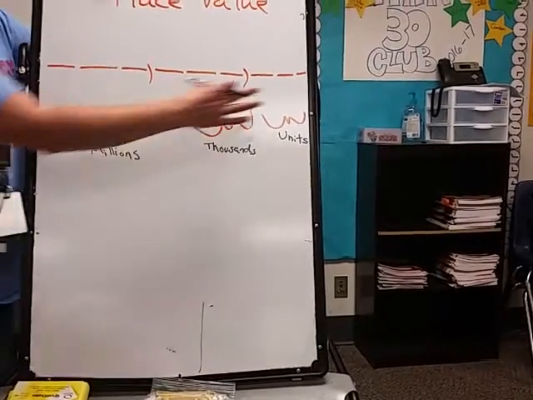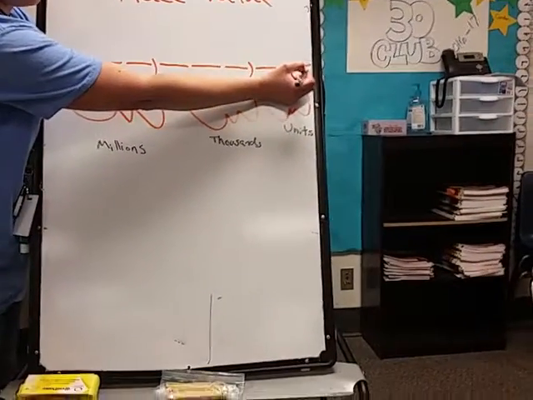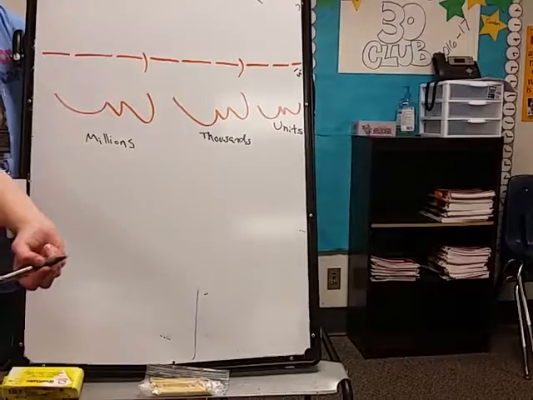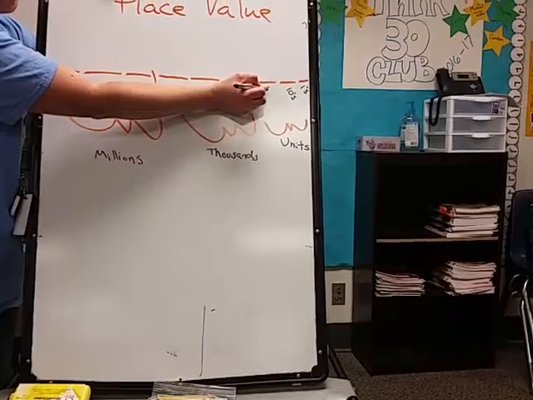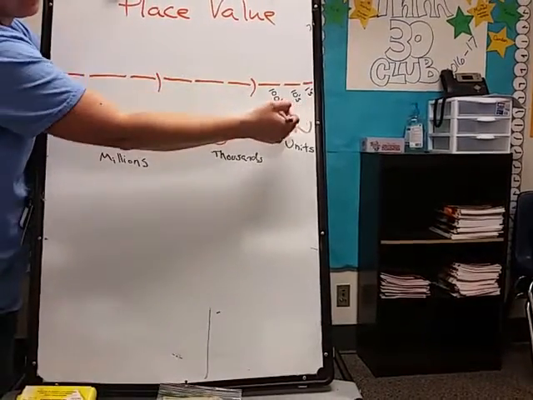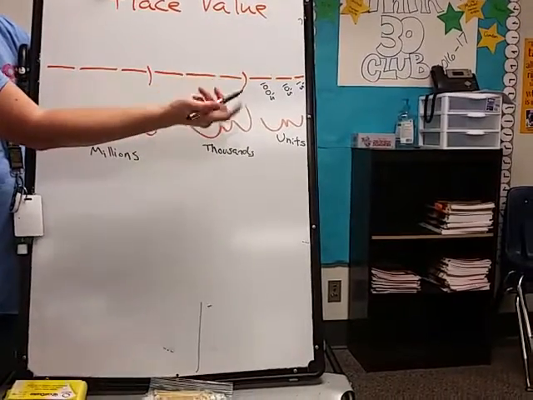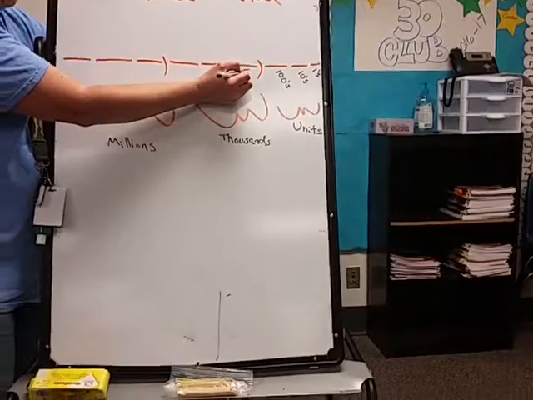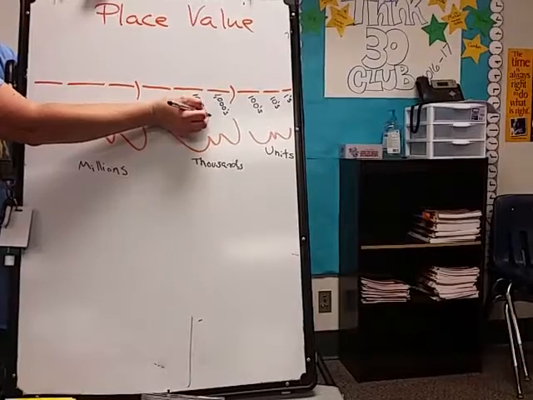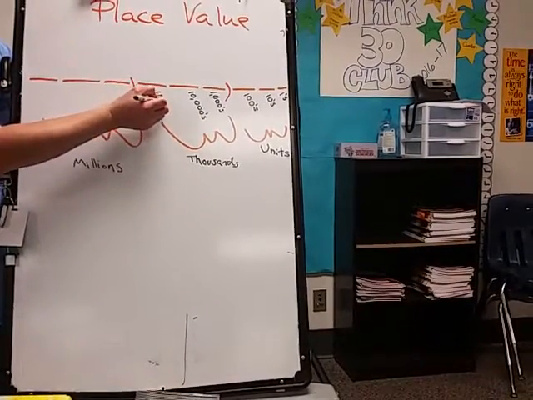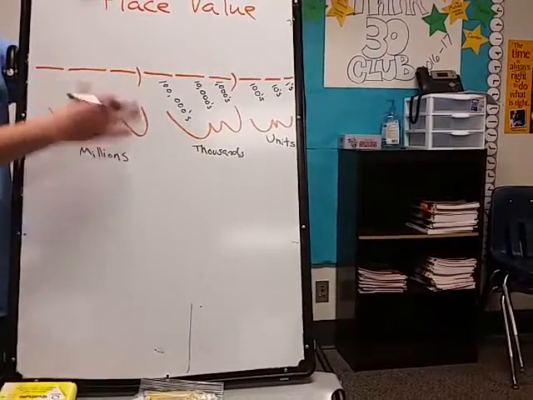Now within a period are 3 places, so let's identify them. This first one is our ones. This next place is our tens. And then we have our hundreds. This makes up the units period. This is our thousands period, and that's made up of our thousands, our 10,000s, and our 100,000s. This last period right here is our millions period.